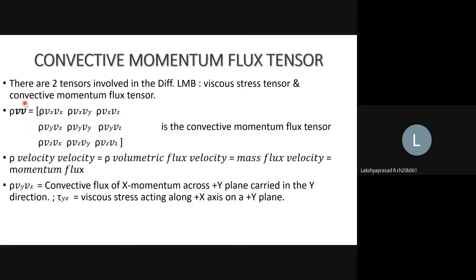All right. So what is the dimensional interpretation of this? Rho into velocity into velocity. Velocity is nothing but volumetric flux. Rho into volumetric flux will be mass flux. Mass flux into velocity will be momentum flux. So it makes sense, right?